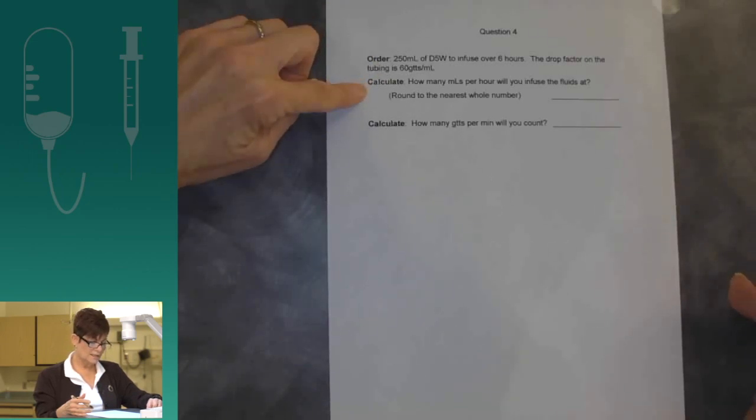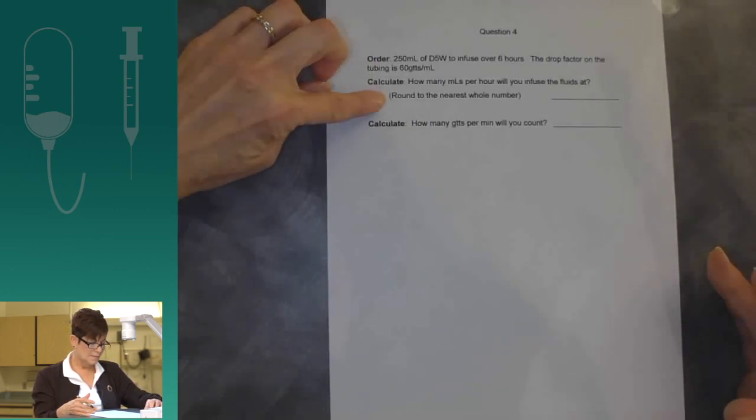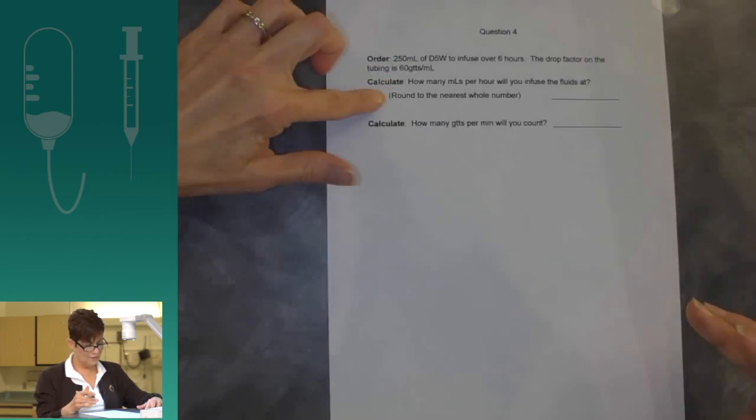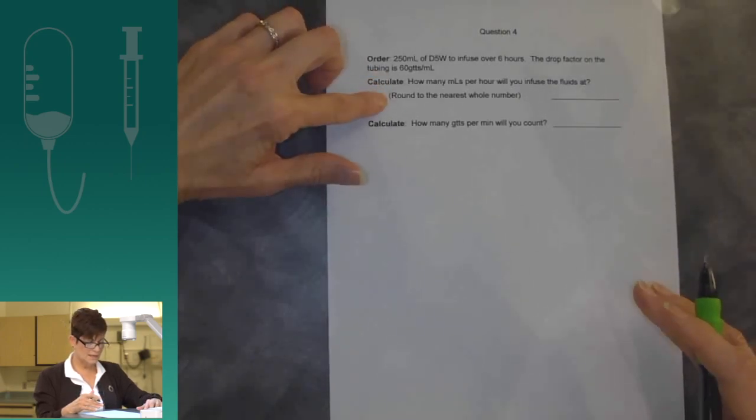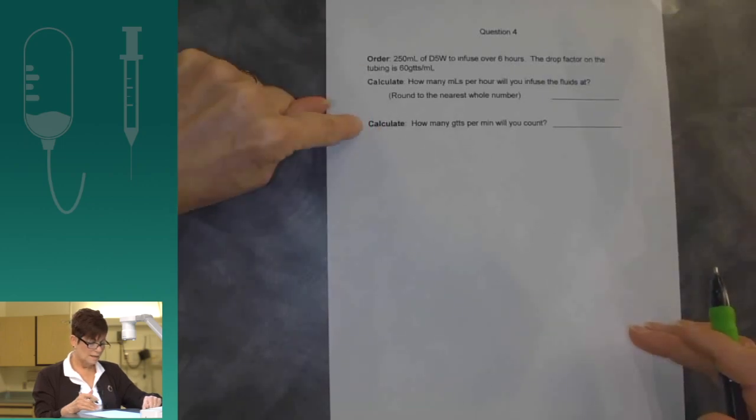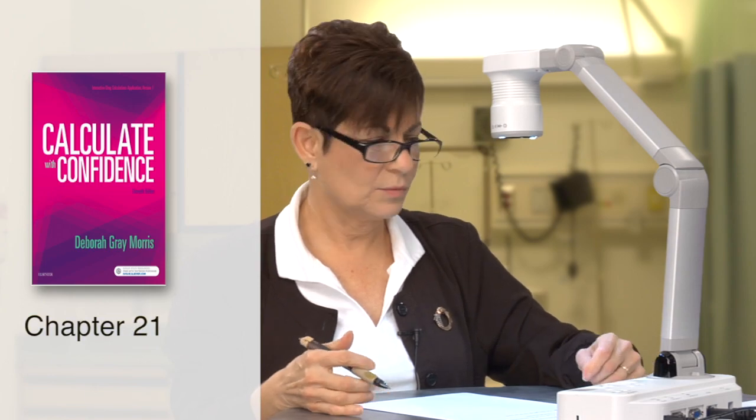We're going to calculate the first portion of this question, which is how many mLs per hour will you infuse the fluids at? Make sure you're aware that whatever the question is asking, you're doing that correctly. This is stating you need to round this to the nearest whole number. And then the second part is how many drips per minute. So I'm going to go through each one of them using, again, ratio proportion and the desired over have methods. This particular question can be found in chapter 21 of your Calculate with Confidence.